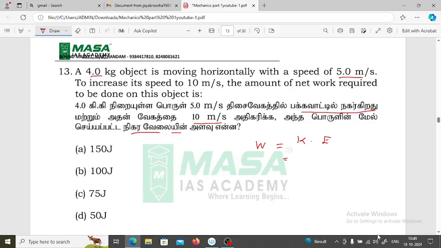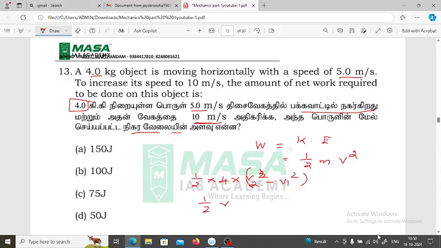Applying the formula for kinetic energy, that is half mv square. So here the initial velocity is considered as 5 meter per second and the final velocity is considered as 10 meter per second. And also the mass is given, that is 4 kilogram. Substitute all the values here. What is kinetic energy? Half into mass. Mass is 4 kilogram, 4 into v square. V square is here considered as v2 square minus v1 square.